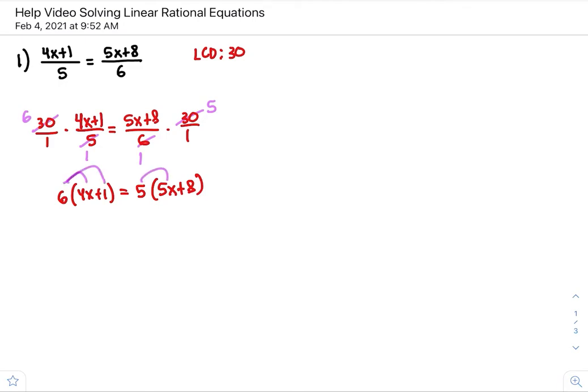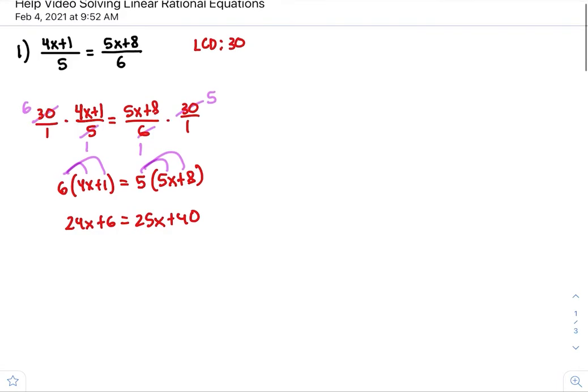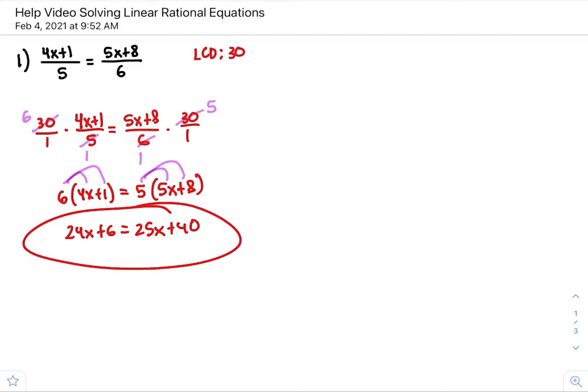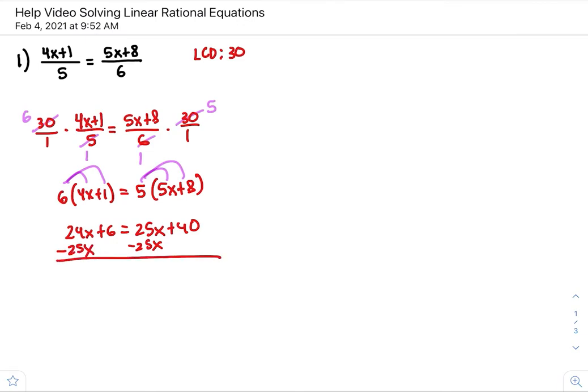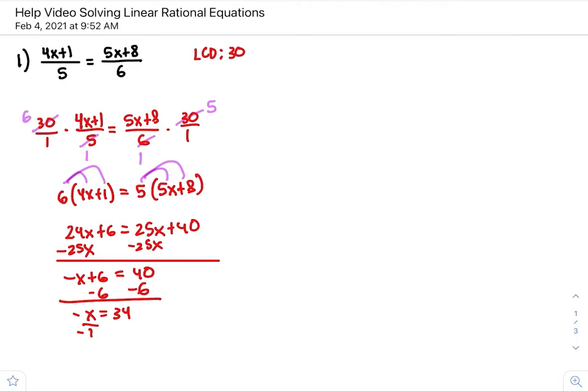Now we are going to distribute to both. 6 times 4x is 24x, 6 times 1 is 6, and we have 5 times 5, which is 25x, and 5 times 8, which is 40. Now, let's get the variables on one side, and look, we're dealing with linear functions, right? The highest degree is 1 for both sides, so let's get the x variables on the left-hand side, and let's get the constants on the other side. Divide both by -1, and x is going to equal -34.